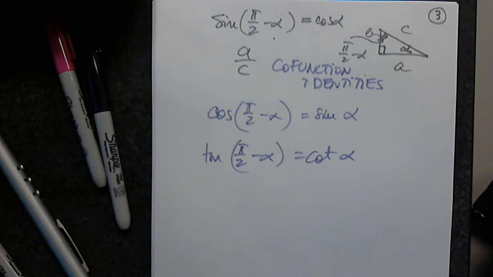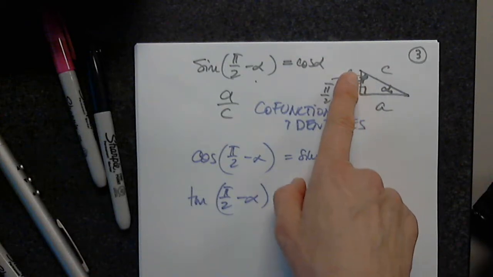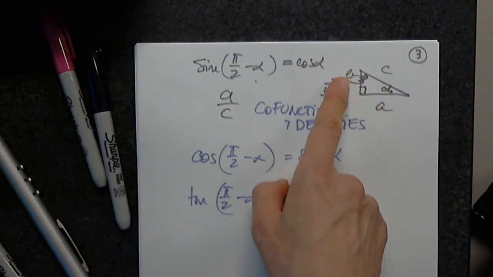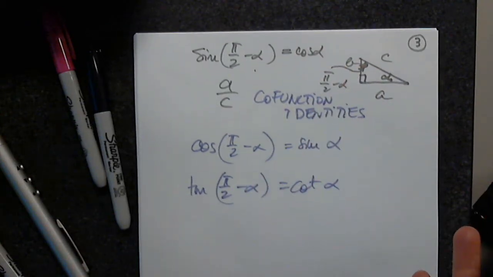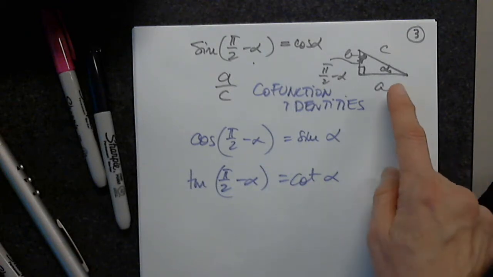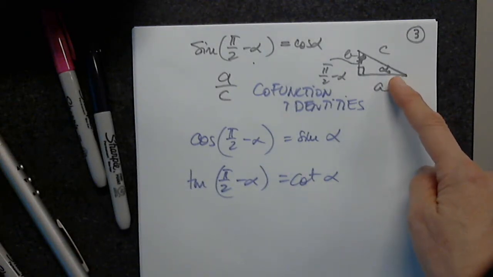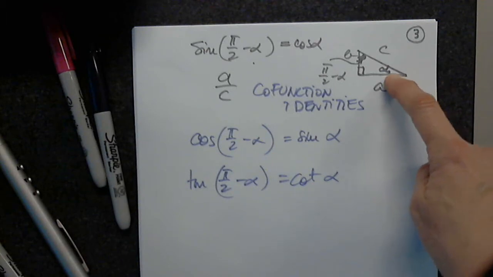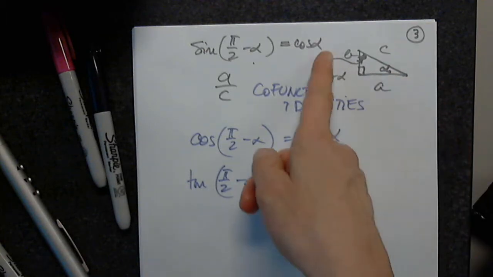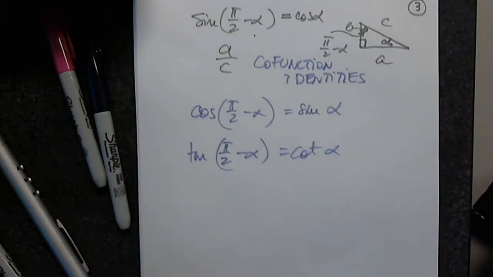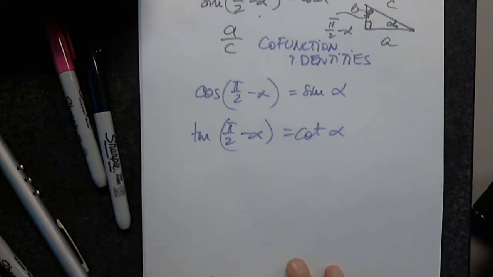Let's check. Tangent of pi over 2 minus alpha is a over b. What else is a over b? Adjacent over opposite. Cotangent of alpha. Yeah, a over b. So these are the co-function identities. Okay? Seems to be a pattern. Yes, absolutely. Okay, give me one more.